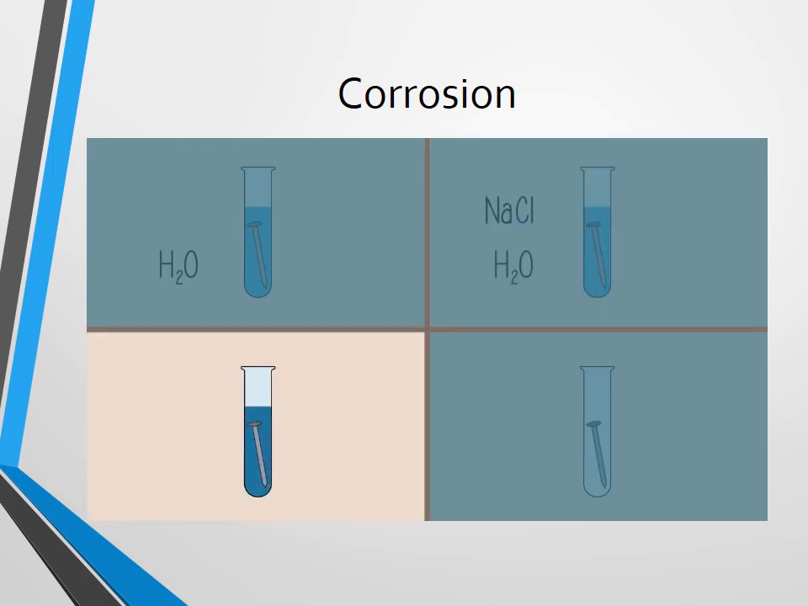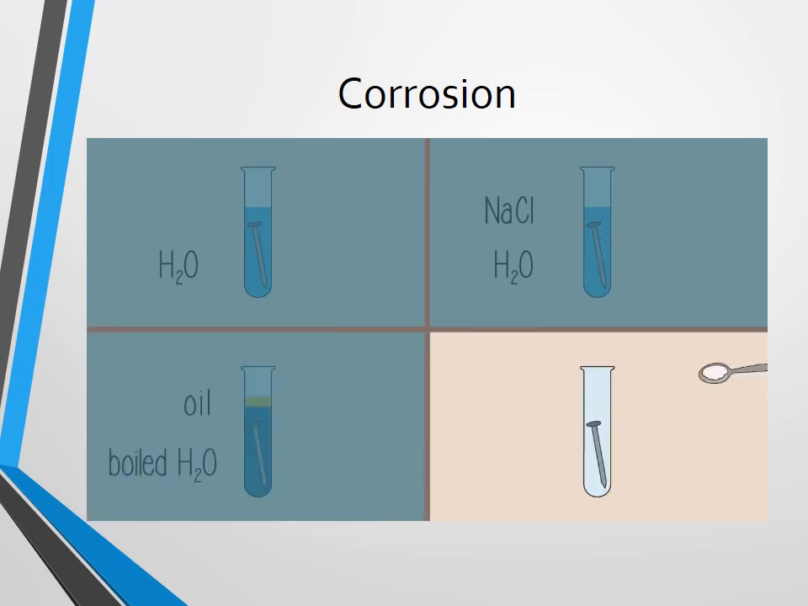Fill the third test tube with recently boiled water and add a thin layer of oil. When we boil the water, we remove any dissolved oxygen, and the layer of oil prevents any oxygen from further dissolving. In the last test tube, add a spoonful of calcium chloride. Calcium chloride removes moisture or water.